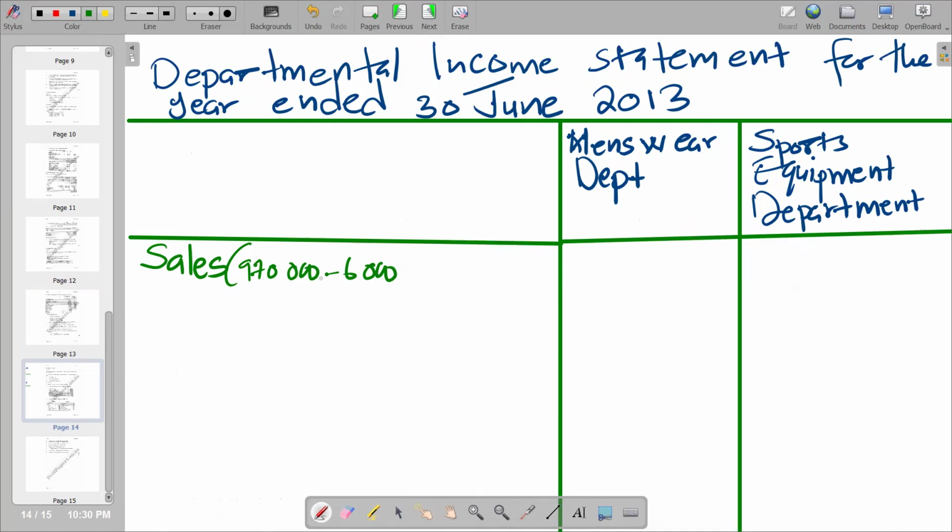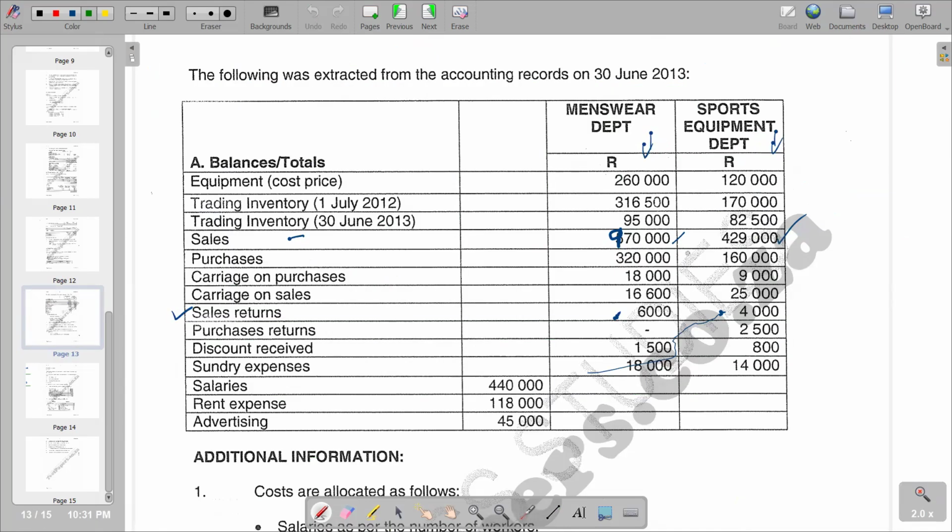So if you say 970,000 minus 6,000, you are going to get 964,000. So it means we have got 964,000 for our menswear column. And also, we need to adjust for sports equipment. So we check again in terms of the sales figure that we have for sports equipment.